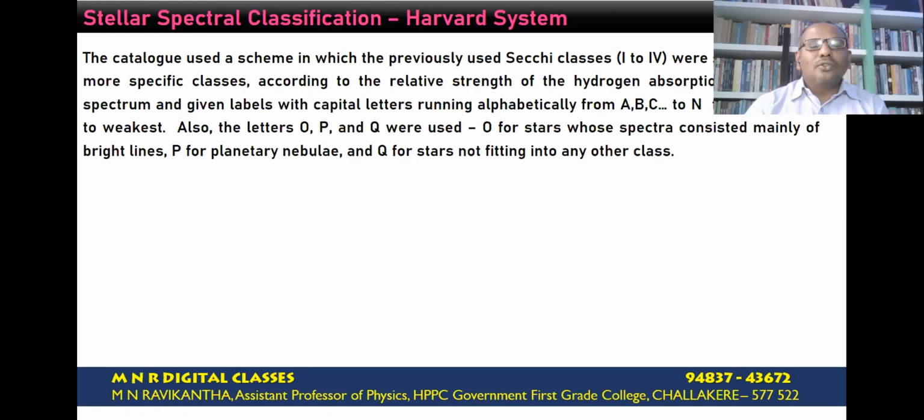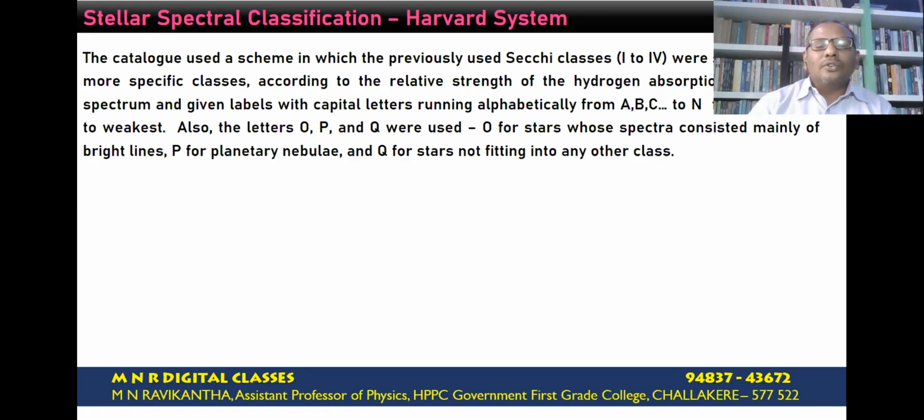The catalog used a scheme which was previously used, the Secchi classes. That is, as I explained, Secchi grouped the stars into four classes. These four classes were subdivided into more specific classes according to the relative strength of the hydrogen absorption lines in the spectrum, and given labels with capital letters running alphabetically from A, B, C to N.